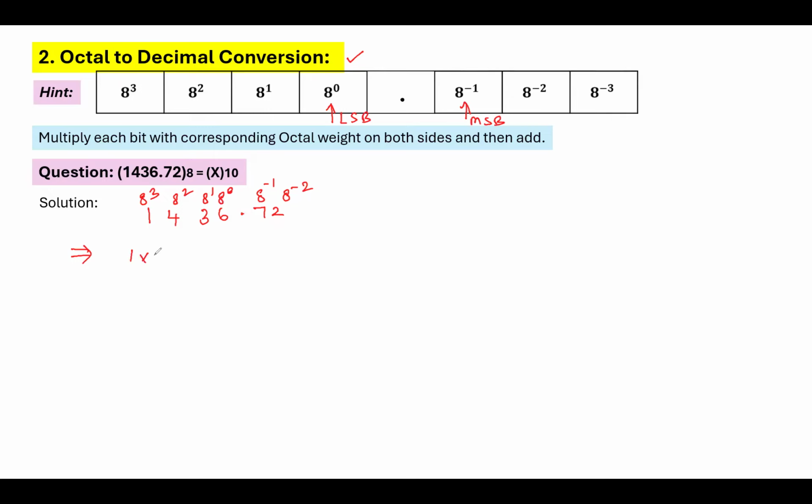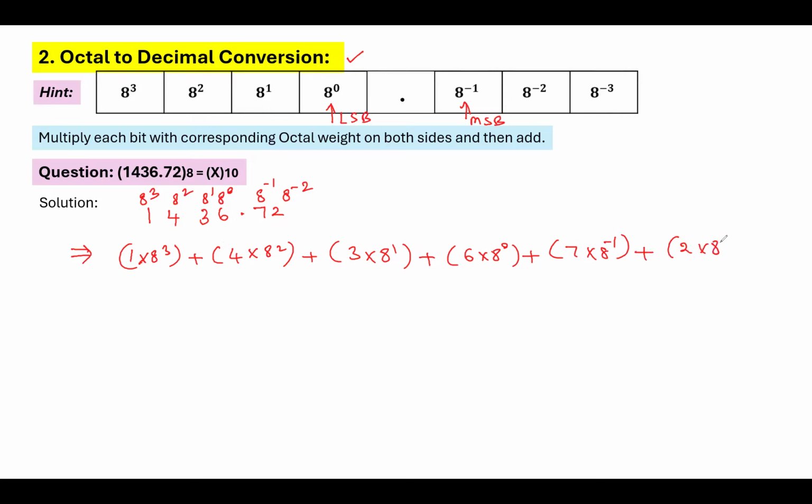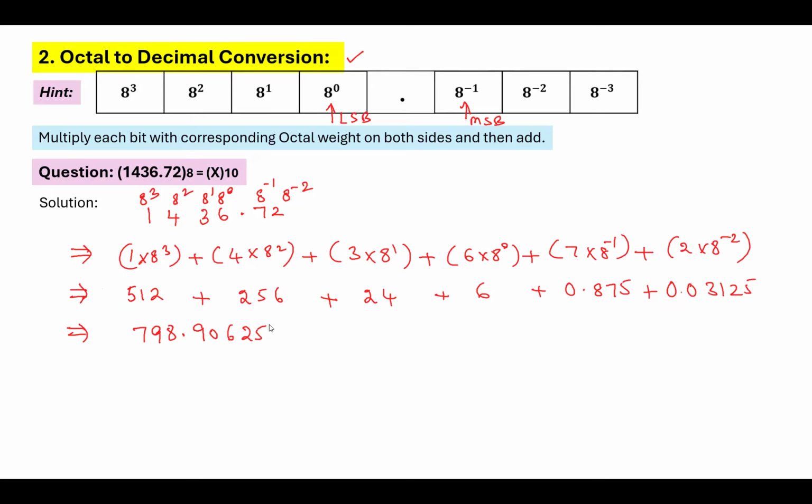So its value is 1 into 8 power 3 plus 4 into 8 power 2 plus 3 into 8 power 1 plus 6 into 8 power 0 plus 7 into 8 power minus 1 plus 2 into 8 power minus 2. The equivalent products are 512 plus 256 plus 24 plus 6 plus 0.875 plus 0.03125. This gives rise to 798.90625 with the base 10. This is our result.